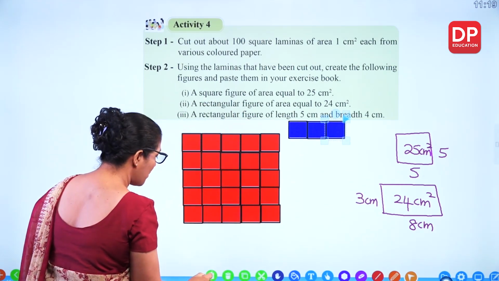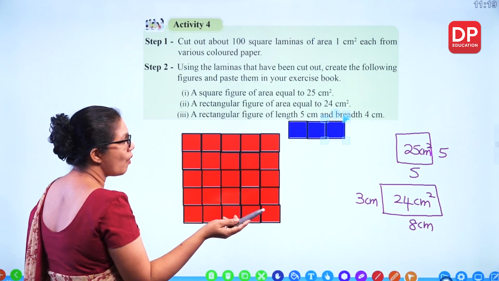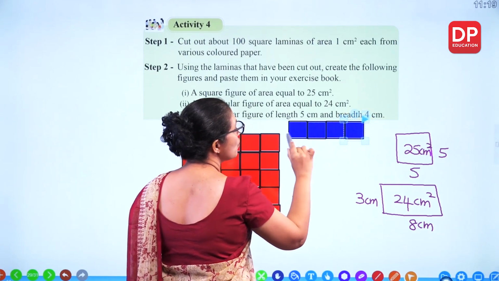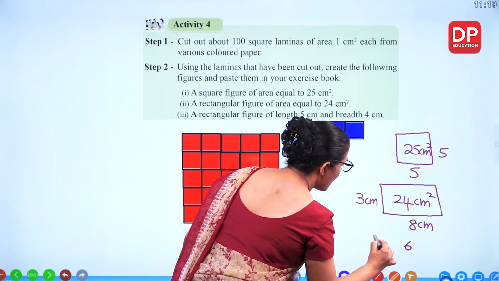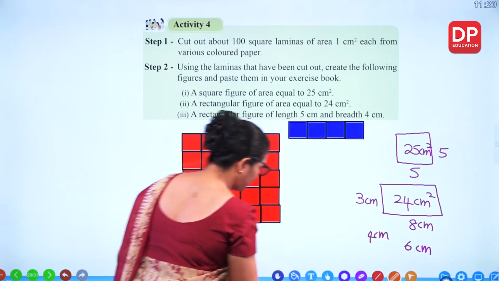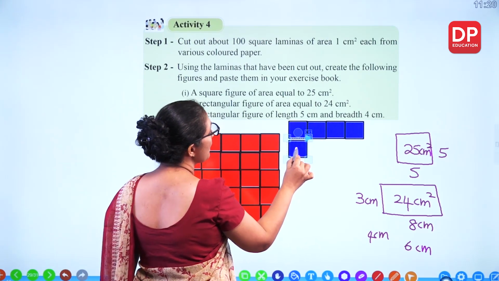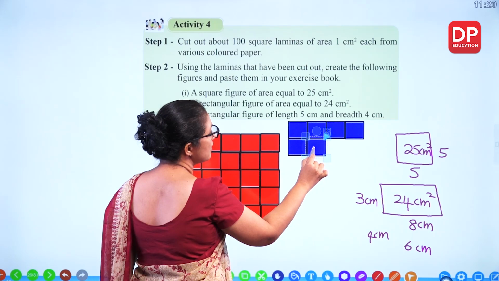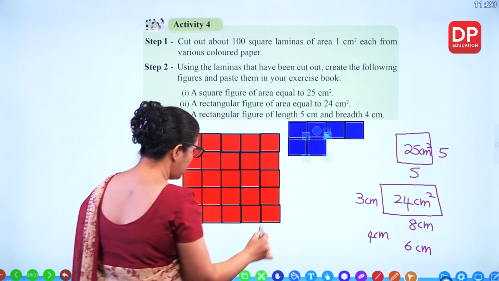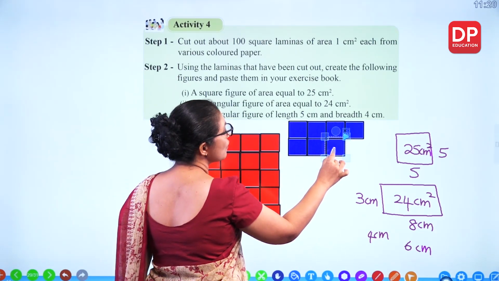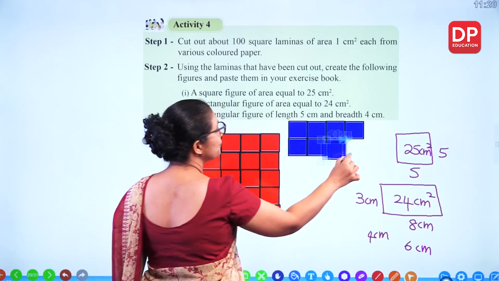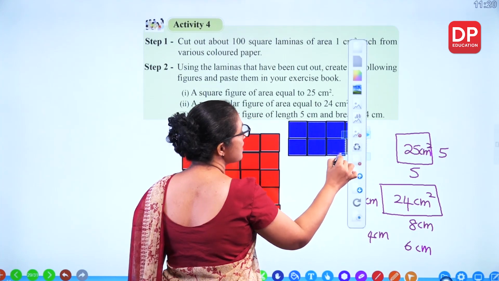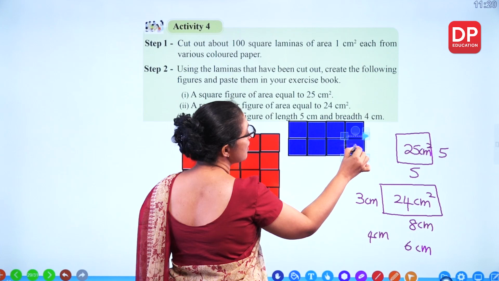Oh, I can create a different dimensions because 24, 6 times 4. I'll take 6 times 4. 6 times 4 is 24. So I'll take here 6 with 4. This is a rectangle. The length should be bigger than width. So what's the length? Which one is length? 6 or 4? The bigger one. So 6 is length, and we can say breadth or width is the other side.